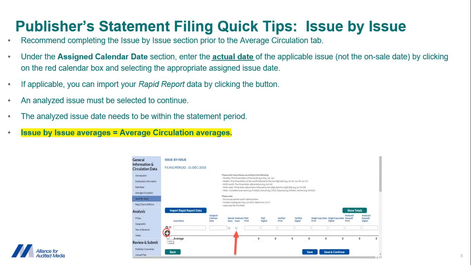The next thing will be analyzed issue. Everyone will need to select an analyzed issue. You're going to select an issue that's within your statement period, and you're going to analyze that particular issue. You're going to break down its distribution by state or by province in the geographical analysis section. And one thing to note is that the issue by issue will calculate averages for you. So the averages in the issue by issue will need to match the averages that you report in your average circulation.